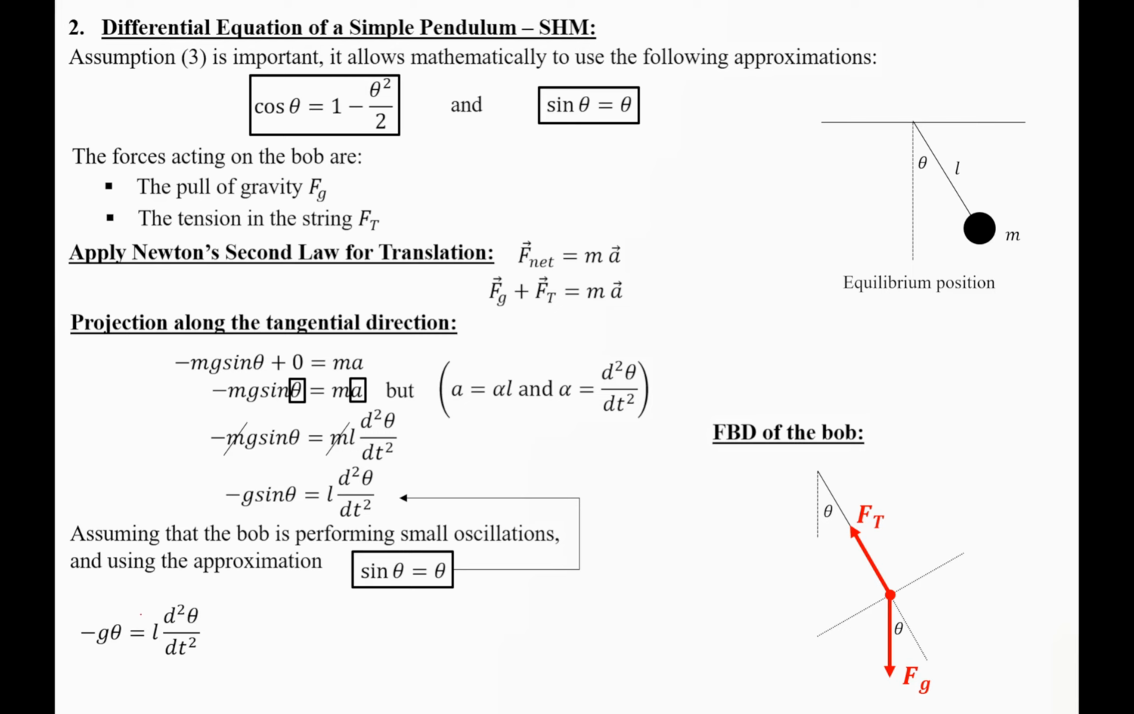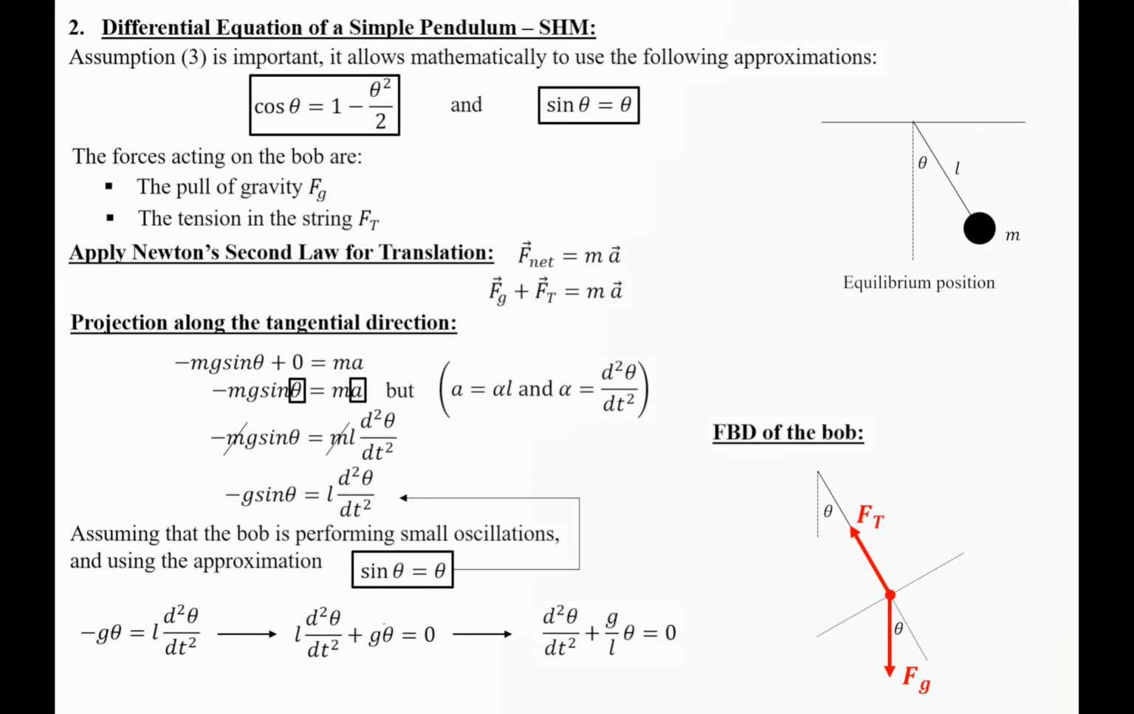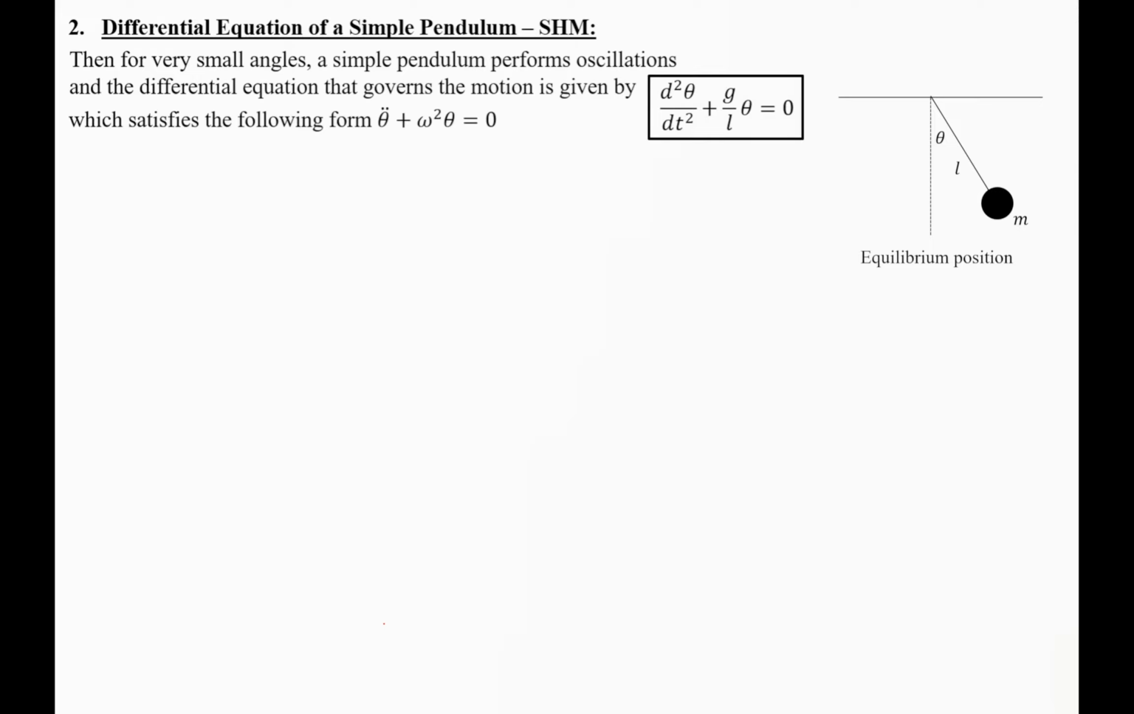and replacing it here and dragging it to the other side and reading the equation from right to left and normalizing the coefficient, that would be d²θ/dt² + (g/L)θ = 0. Then for very small angles, a simple pendulum performs small oscillations, and the differential equation that governs the motion is given by the following, which satisfies the form θ double dot + ω²θ = 0. And here we can notice or feel the importance of assumption 3.